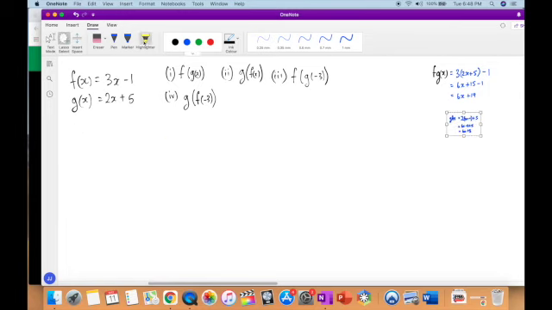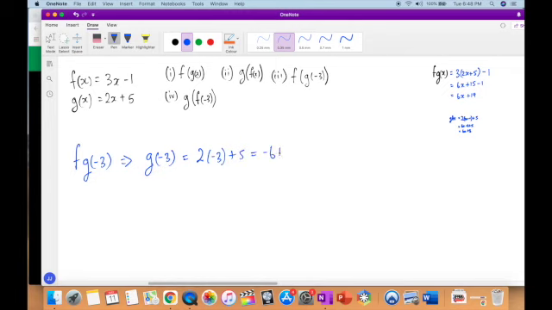For number 3, we have the f of the g of negative 3. So the first thing I want to find is the g of negative 3. The g of negative 3 is 2 times negative 3 plus 5, which is 2 3s are negative 6 plus 5, which is negative 1. So therefore, the g of negative 3 is negative 1.